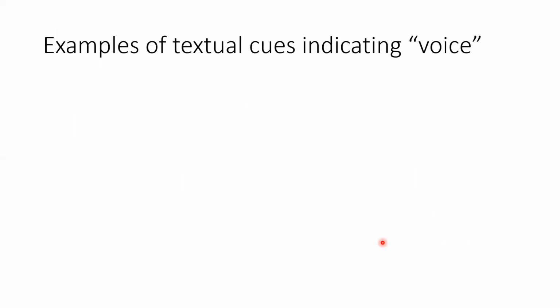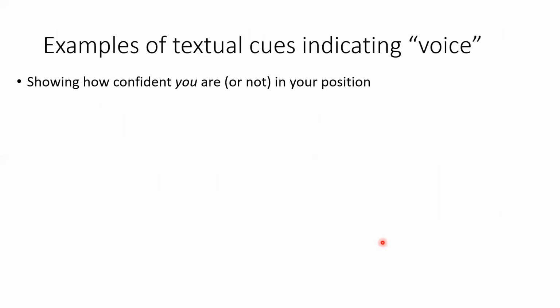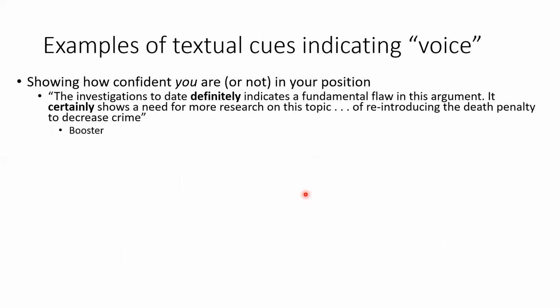So let's just give some examples of textual clues indicating your voice. Firstly, showing how confident you are in your position. So let's say that you are really anti the death penalty. So when you look at the literature, you say, investigations to date definitely indicate a fundamental flaw in this argument. It certainly shows the need for more research on this topic of reintroducing the death penalty to decrease crime. You are definitely saying, hang on, we need some more evidence on this.